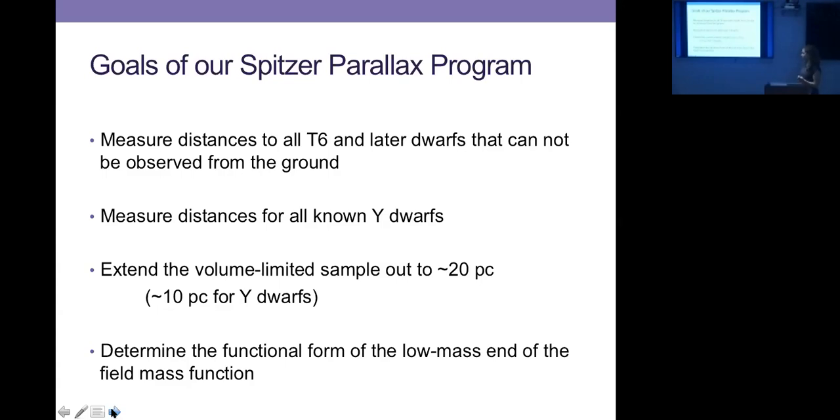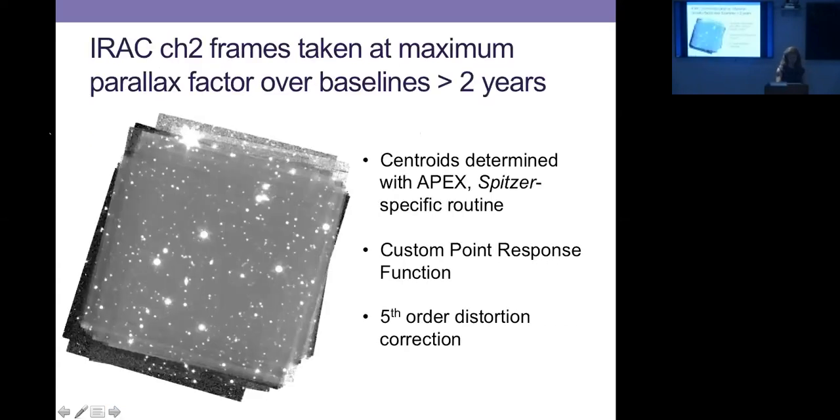And so with that, we started taking Spitzer observations back for some of these objects as far back as the mid-2000s for some of the 2MASS discovered T dwarfs. But most of these objects were discovered with WISE, and so we have data since about 2010. And so what we've got are IRAC channel 2 frames taken at maximum parallax factor over baselines greater than 2 years.